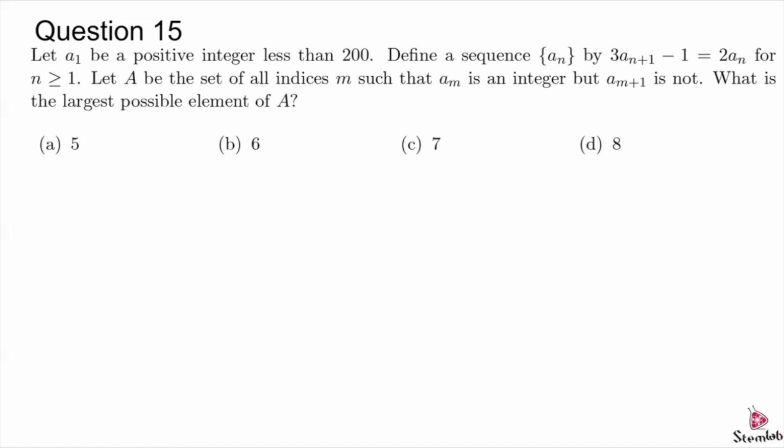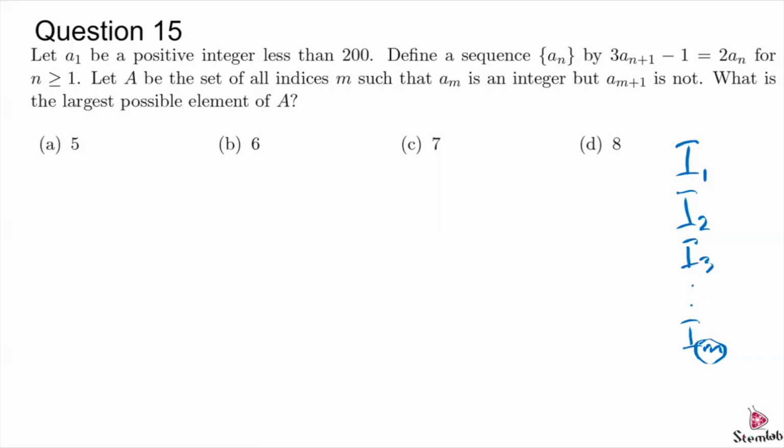So what this really means is, if we start with some integer, let's call it I1, then when you run it through that relationship, I2 is still an integer, I3 is an integer, and I sub m is still an integer, right? But m plus 1 is no longer an integer.